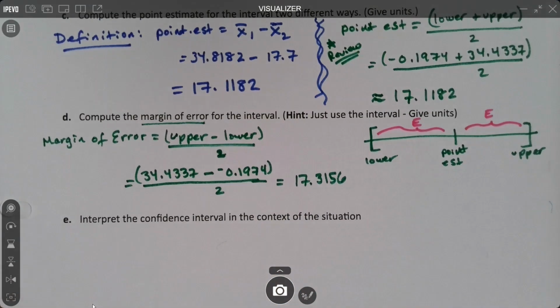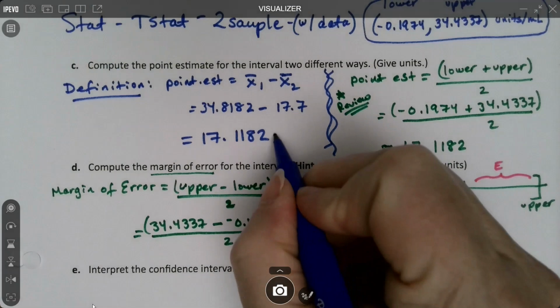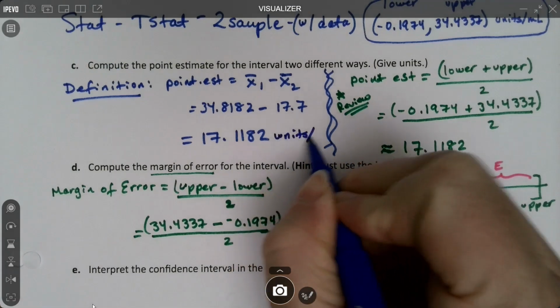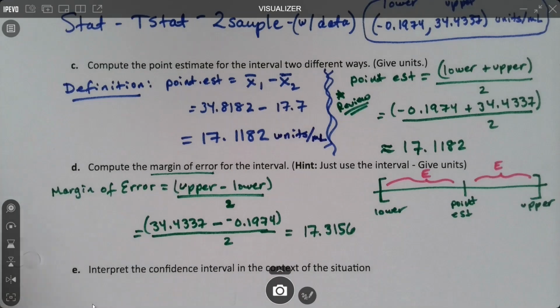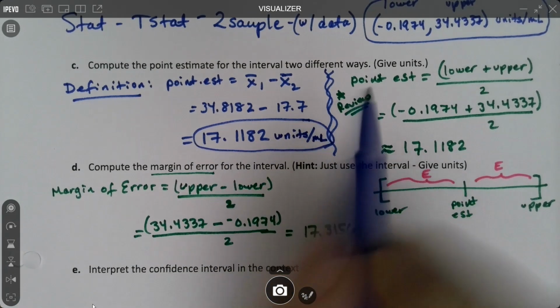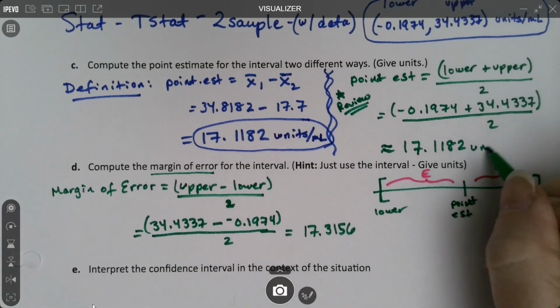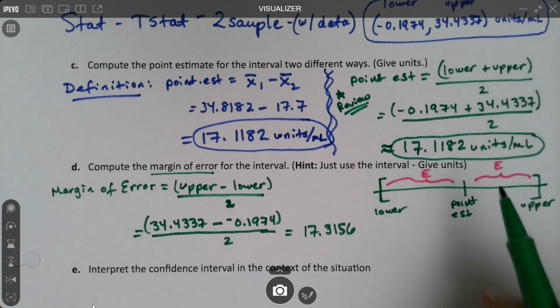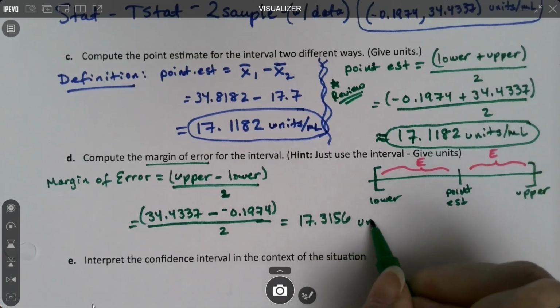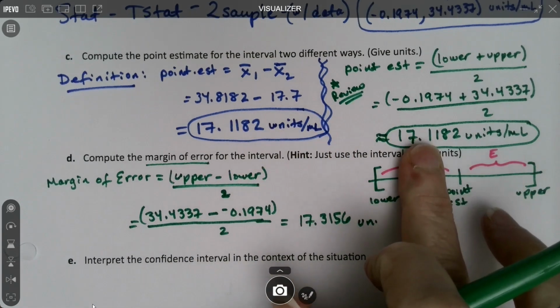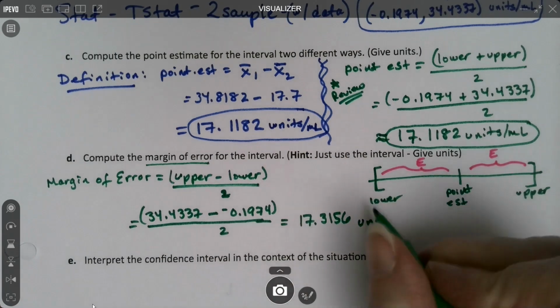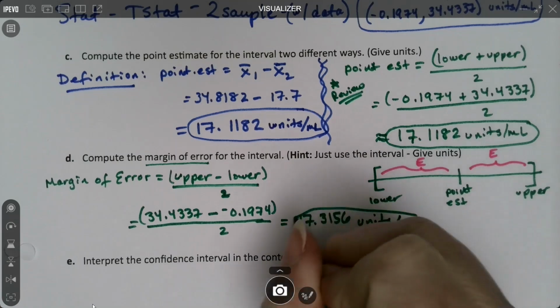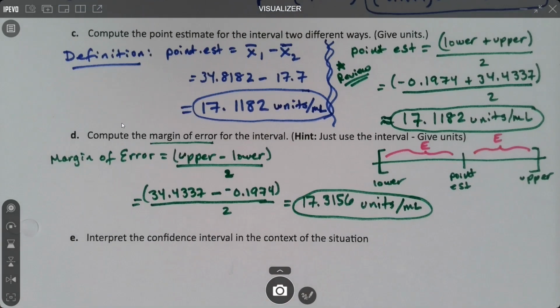And for the record, these would all be units per milliliter. That was the units for this particular item. So here's this point estimate. This would be units per milliliter. That would be the margin of error, and that's its unit. And this would be the point estimate. Units per milliliter is the units for the point estimate, and this is the margin of error down here. Units per milliliter. Like that.